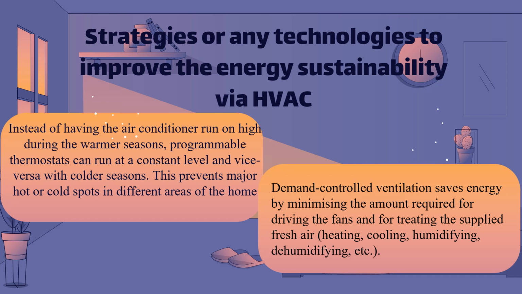Next is demand control ventilation. Demand control ventilation, or DCV, means that the building automation system adjusts and minimizes the supply of outside air according to the effective requirement, with the aim of optimizing both room air quality and energy efficiency. DCV also saves energy by minimizing the amount of energy required for driving the fans and for treating the supplied fresh air, such as cooling, dehumidifying, and heating.